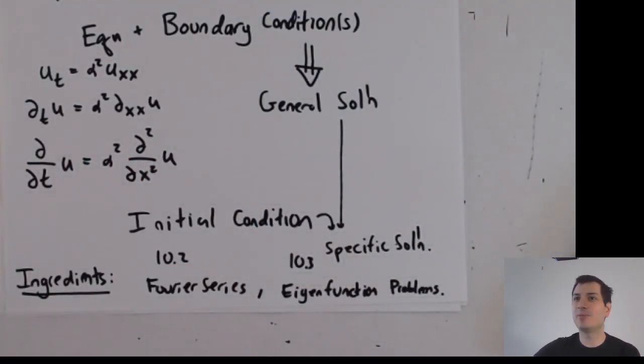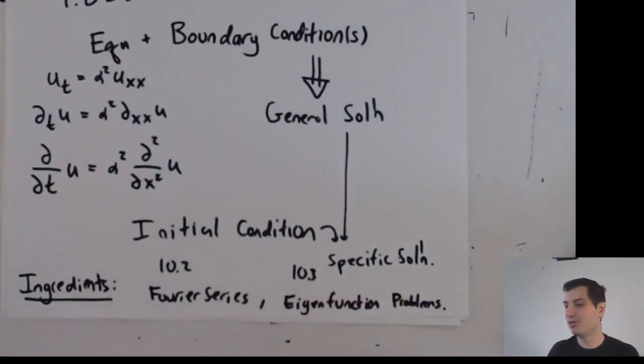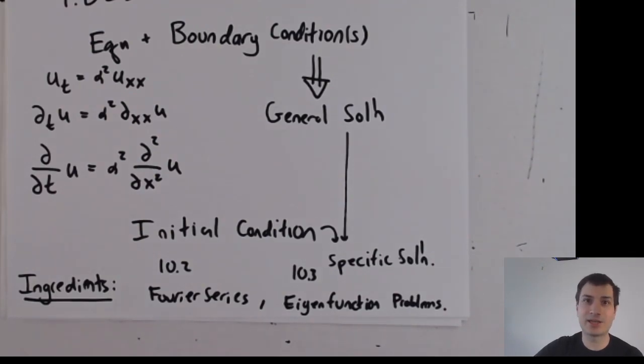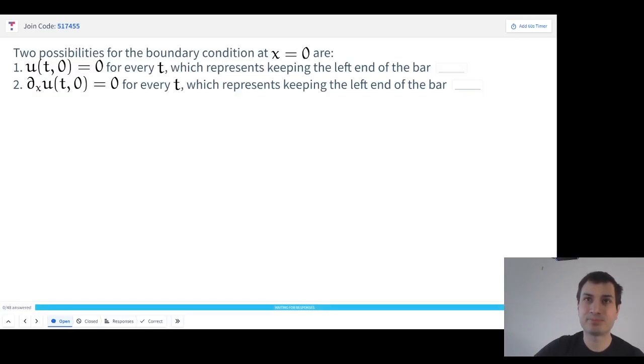I want to talk a little bit more about the different boundary conditions because they're really important for PDEs and they really tell you what's going on. I have a couple more questions about boundary conditions for you. This one is a fill in the blank. Here are two possible types of boundary conditions. In one of them, you set the value to 0, and in the other you set the derivative of the value to 0. These two different types represent different real-life things.